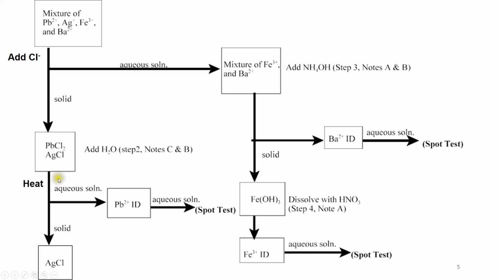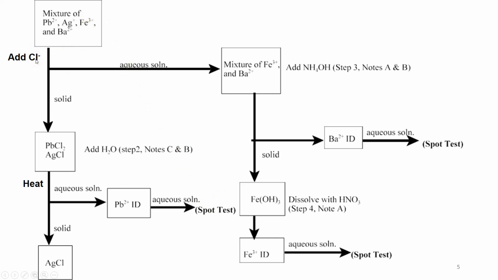Alright, so very simple. We just heat it up. If you still see white precipitate, then there is silver plus. If you don't see any white precipitate or the precipitate dissolves in hot water, then there's only lead 2+. Now we need to confirm the presence of lead 2+ in the liquid layer. We need to do a spot test. I'll talk about this later. So let's get back to here.